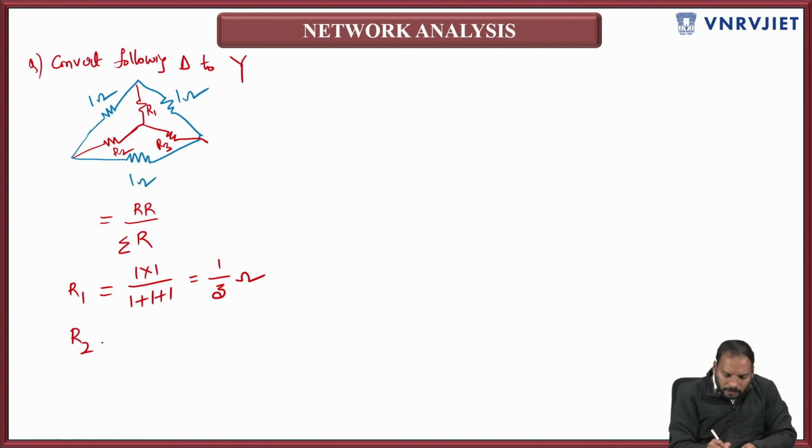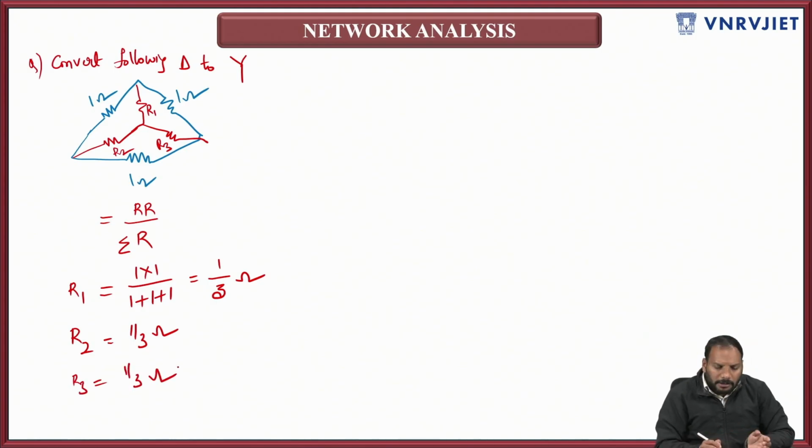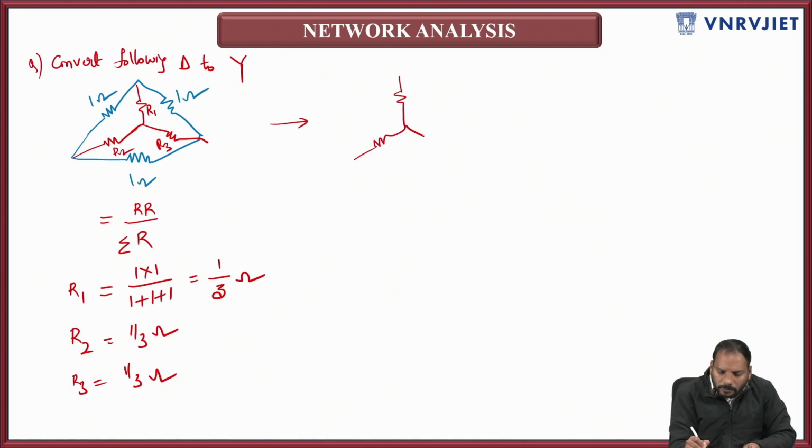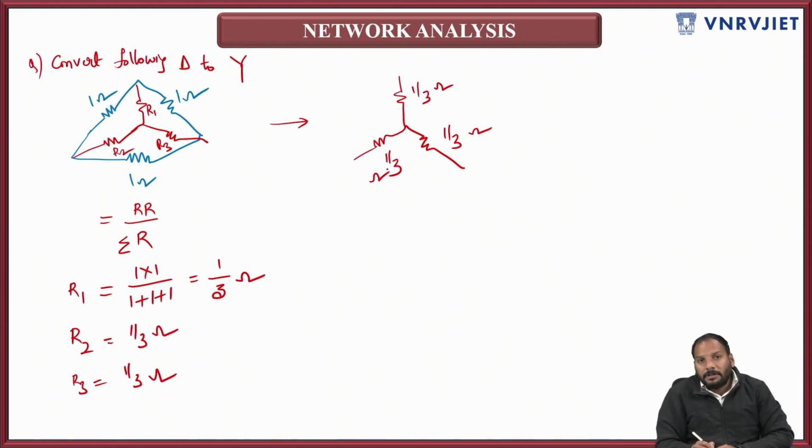So similarly R2, you will be getting the same thing. R3 also will be getting the same thing. So this is how you can convert the delta connection into star connection. Okay, so that means if you ask me to redraw this, so R1, R2 and R3, whereas this value is 1 by 3, this value is 1 by 3 and this value is 1 by 3 ohm. So to check whether this is correct or not, one thing I try to do, I try to convert this back once again to delta.